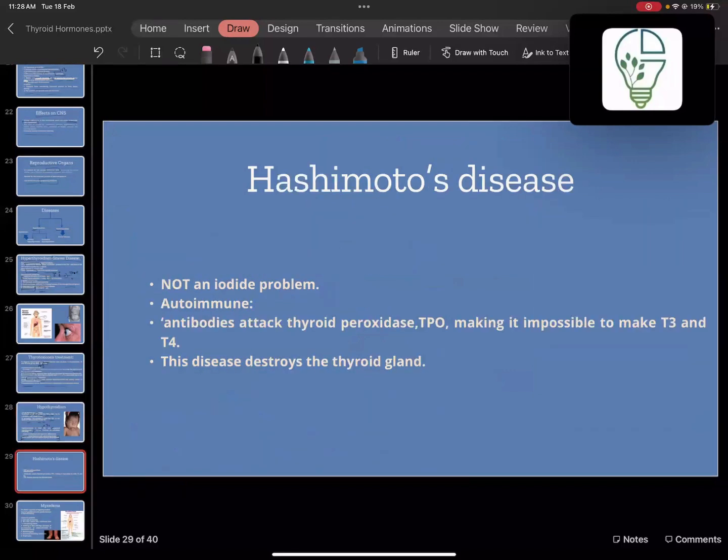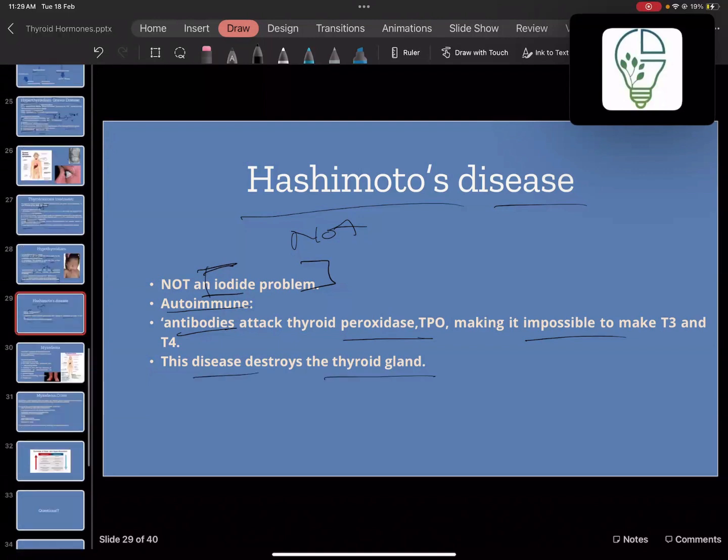So now we're going to go to a special type of hypothyroidism disease. It's called Hashimoto's disease, and it's not an iodide problem. It's not, okay? It's autoimmune, just like Graves' disease, but here it's the opposite. The antibodies attack thyroid peroxidase. So can we remember what thyroid peroxidase does? We said thyroid peroxidase is important in the making of T3 and T4. It's involved in a number of reactions, and it's impossible to make T3 and T4 if there's no thyroid peroxidase. This disease destroys the thyroid gland.